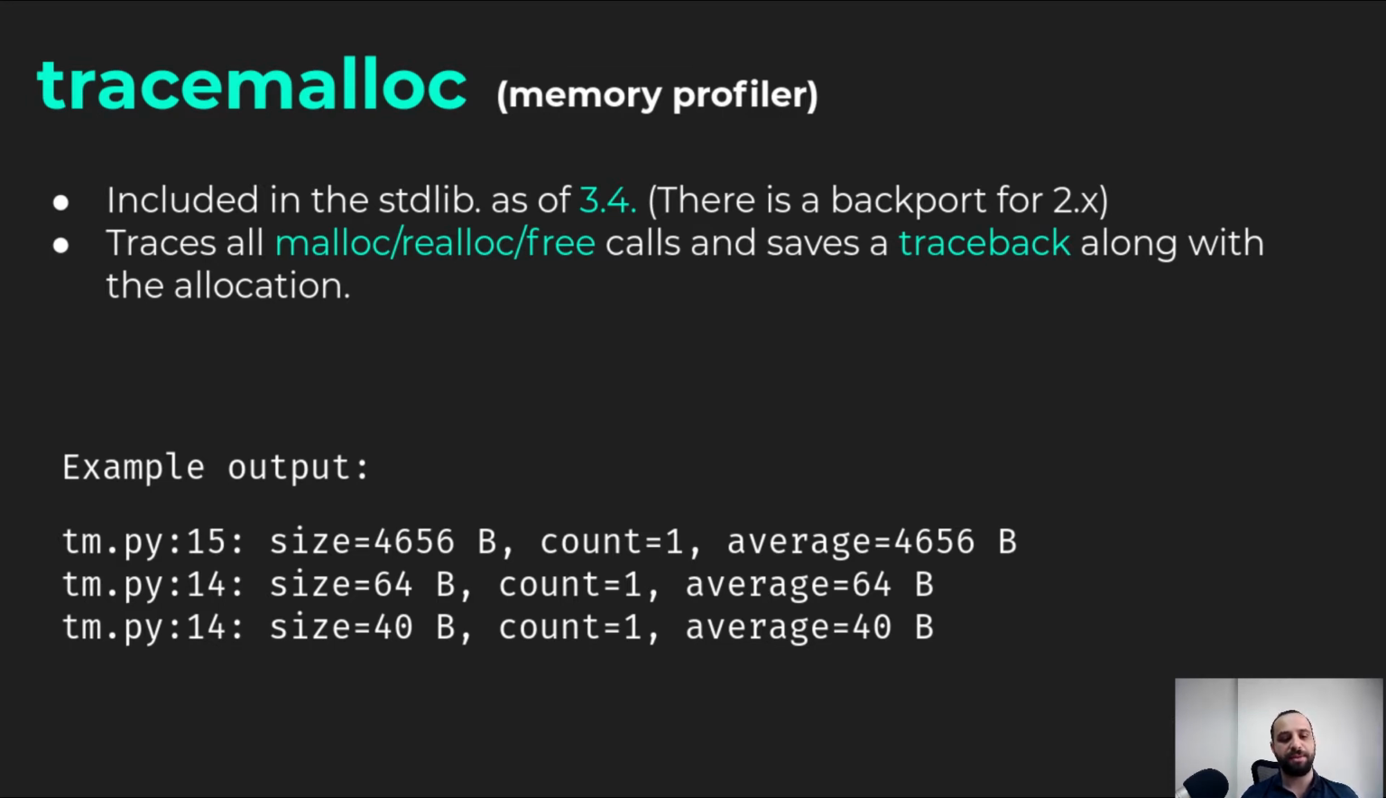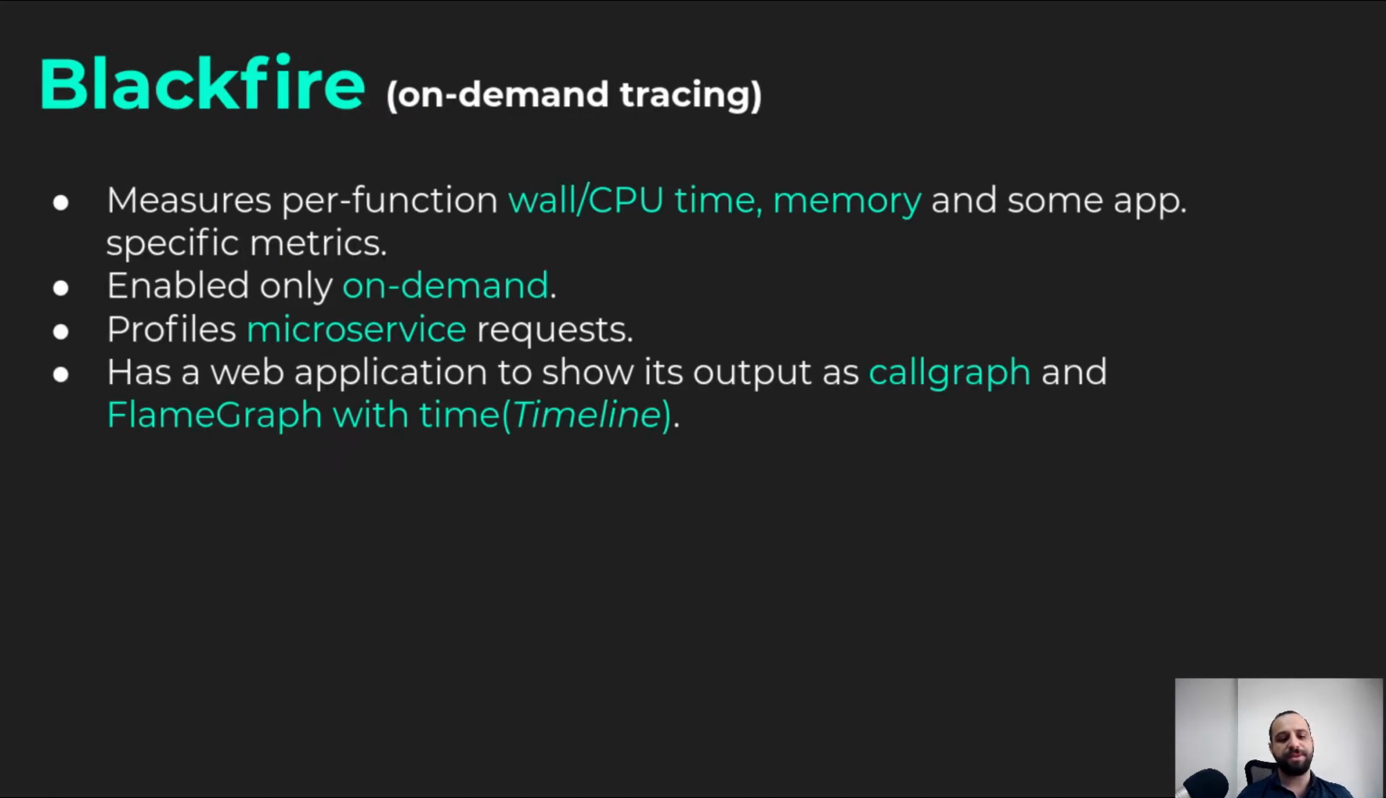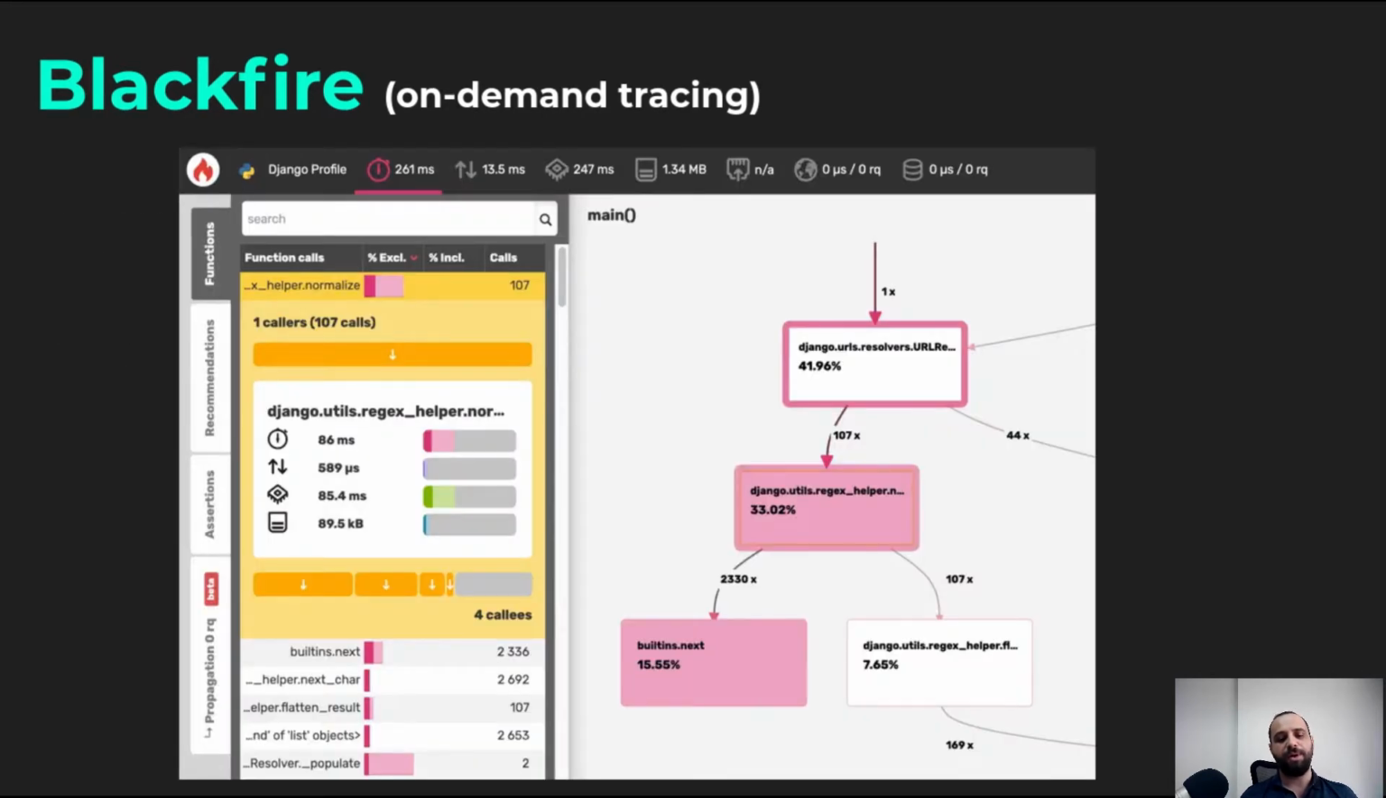Blackfire measures per function wall, CPU, and I/O time and memory simultaneously. It's enabled only on demand, thus it has zero overhead when the profiler is not used. It has a web UI to show its output as call graph and timeline. And timeline is pretty similar to flame graph. So let's dive in a little bit more on how Blackfire works.